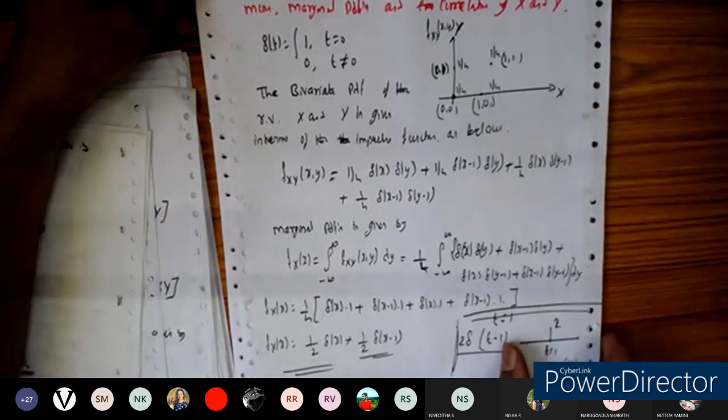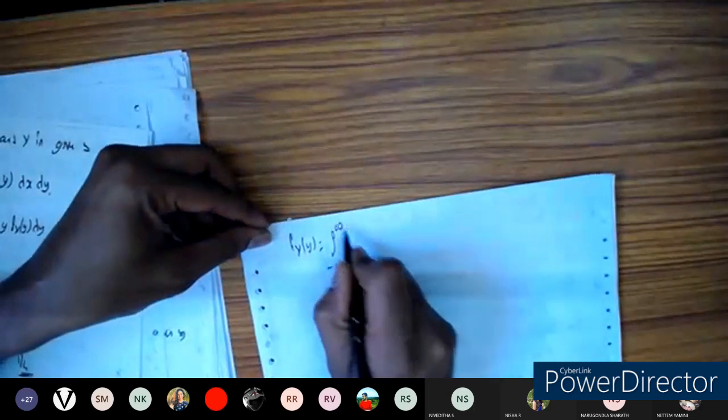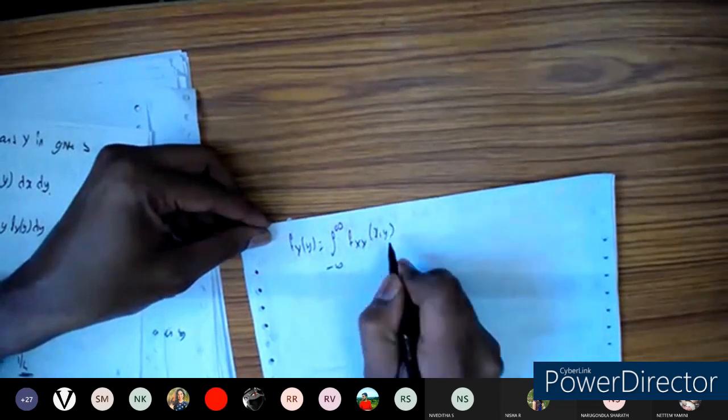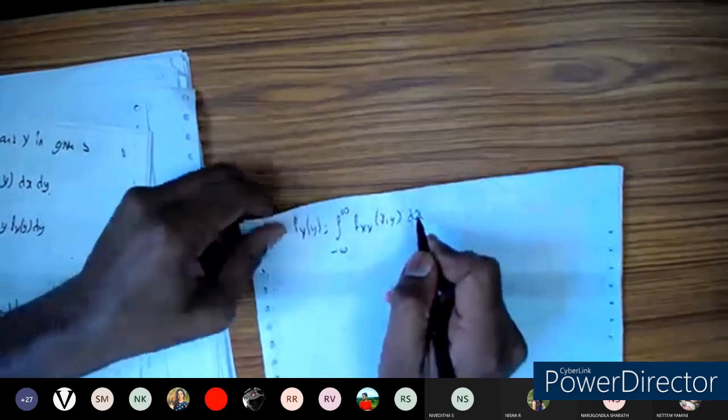Okay, so now I'll go for finding the marginal PDF fy of y. You can simply write fy of y is equal to, first write the generalized formula here, f_XY of x comma y with respect to x.